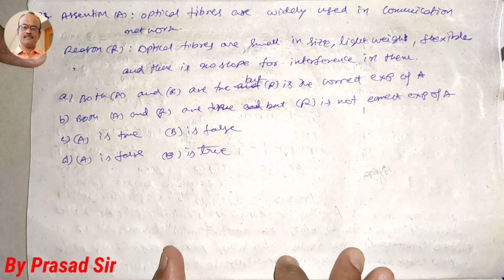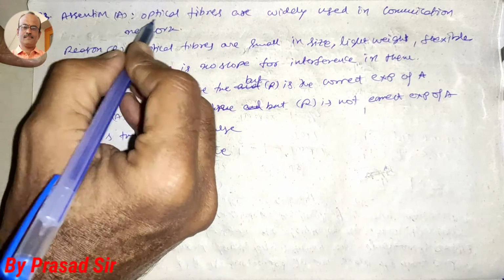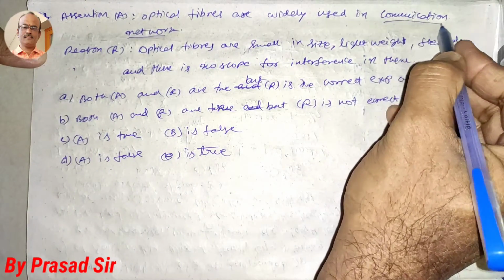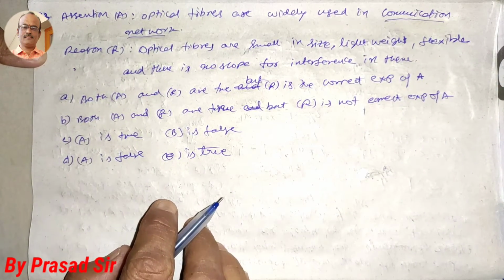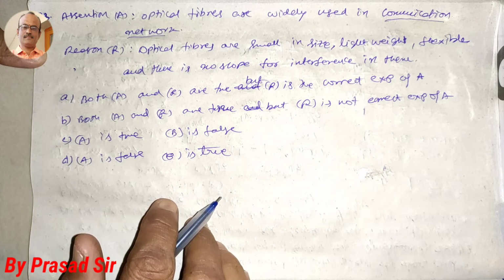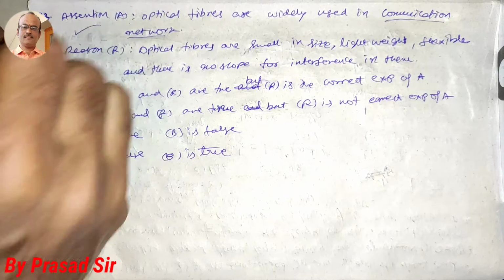Optical fibers are widely used in communication network. Reason: optical fibers are small in size, lightweight, flexible, and there is no scope for interference in them. So first of all, assertion: optical fibers are widely used in communication system. It is absolutely right. Whatever the networks are there, Airtel or Jio, and fiber network, everything should be possible by means of this communication network. So that means assertion A is correct.